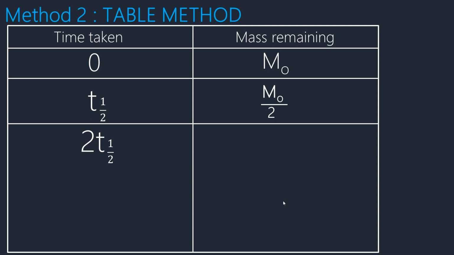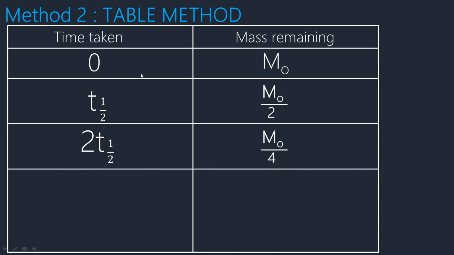Have you really grasped that? I said, where there is time taken, you keep adding a half-life. Here it was 0, we added 1 half-life, go to your half. We added another one, now there are 2. But on this side you keep dividing by 2. Therefore here it's going to be m0 over 4.